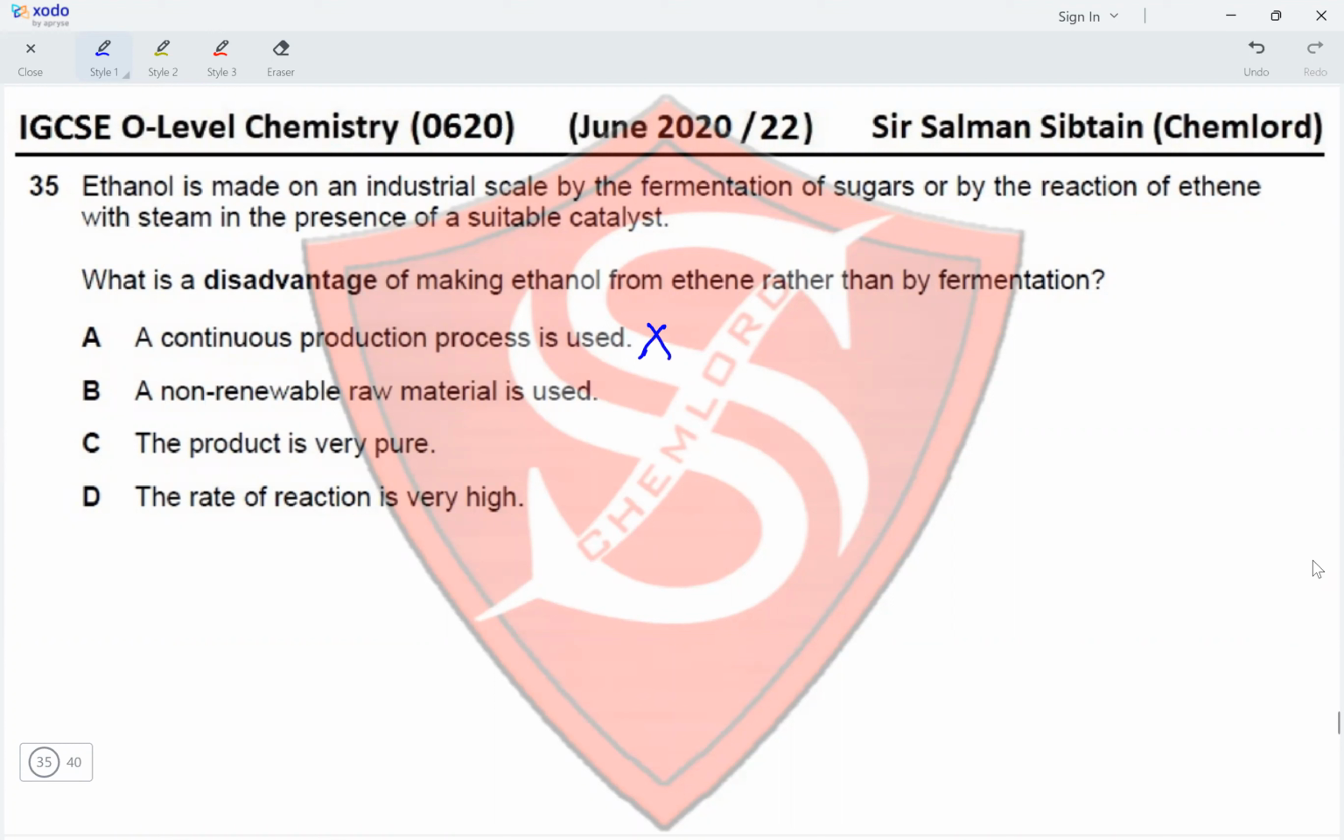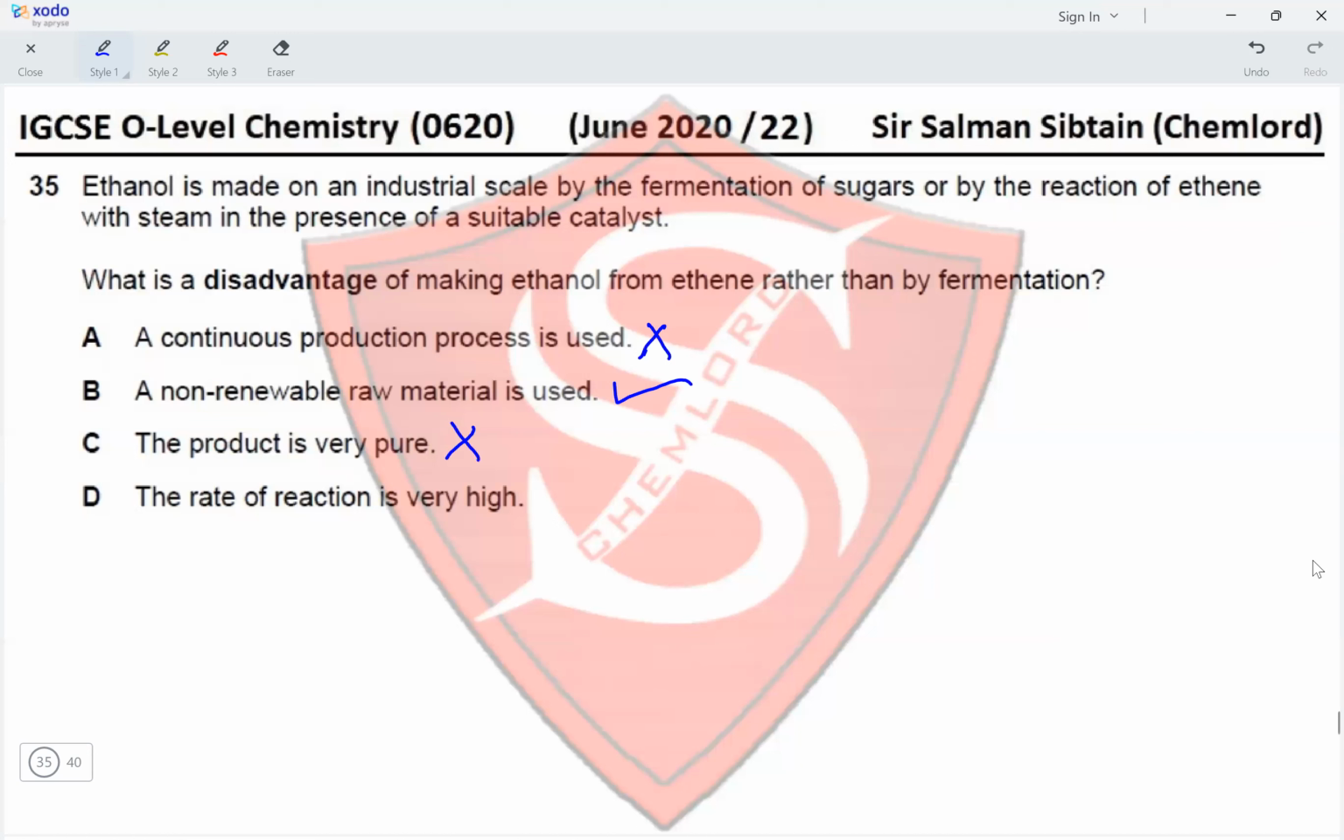A non-renewable raw material is used. Yes, ethene comes from cracking of hydrocarbons, which are non-renewable. So a non-renewable raw material is used. Very true. The product is very pure. No, it is not very pure. It may be very pure, but at least purer than the one produced by fermentation. But this is not a disadvantage.